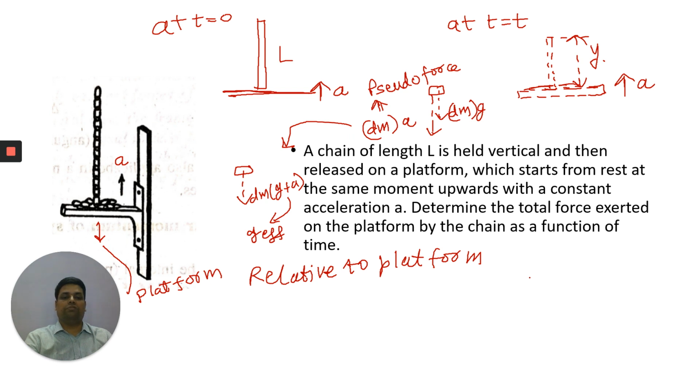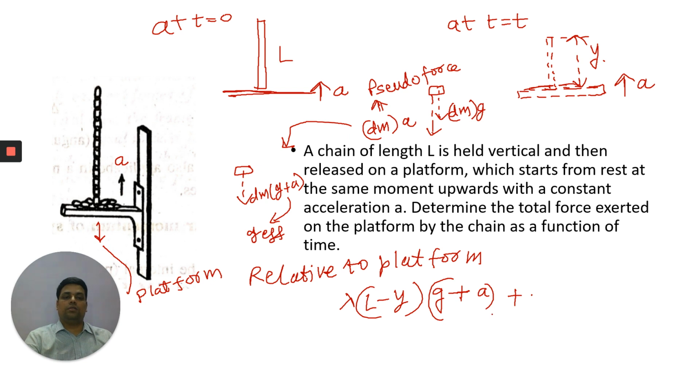you're asked to find the force exerted on the platform by the chain. So as the mass is added to the platform, the force can be written as follows. L minus y length of the chain is now on the platform at this instant. So lambda into (L minus y) is the mass that is there on the platform, into g. This corresponds to the force of the chain that has already come onto the platform. But I have to take, instead of g here, g plus A, which is the effective g.